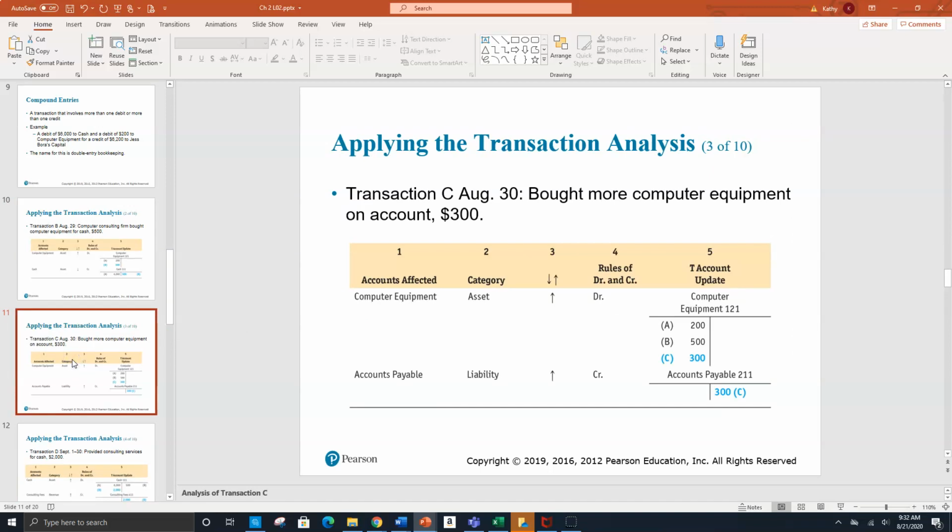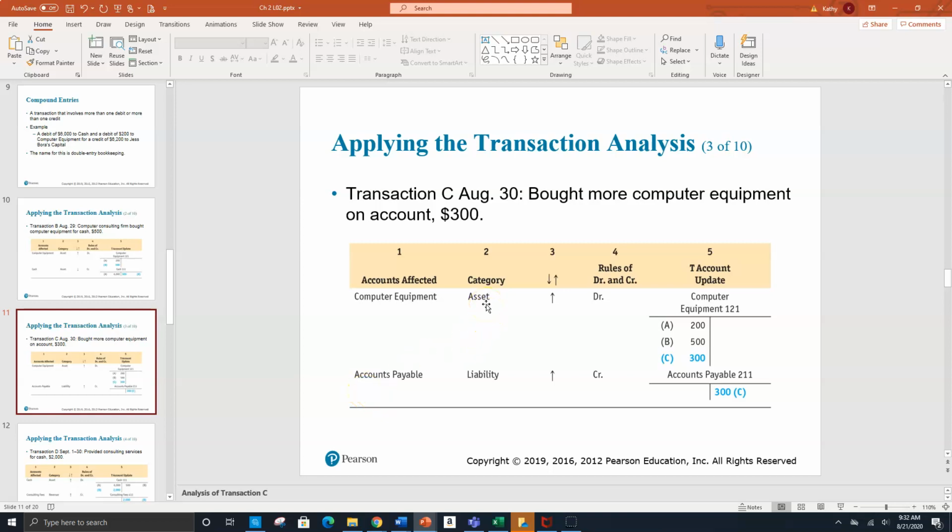Okay, the next slide. Transaction C, bought more computer equipment on account, $300. Well, this is easy if we keep doing the same transaction. The only thing is this one's different because it is on account. Last transaction B, we bought it with cash. On account means accounts payable is going to be used, which is a liability. So the accounts affected are computer equipment and accounts payable.